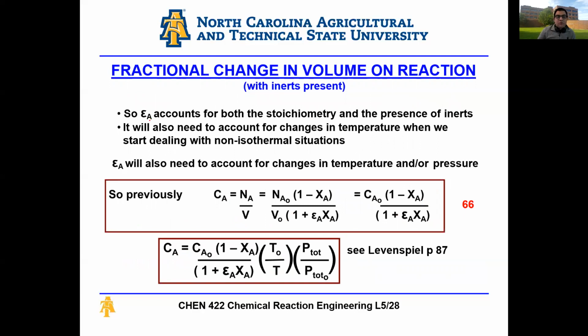So epsilon A, which is your fractional change in volume, accounts for both the stoichiometry and the presence of inerts. It will also need to account for changes in temperature when we start dealing with non-isothermal situations later on. You can also use it to account for changes in both temperature and pressure. We're going to get to this later on in more detail, but basically, if you have your concentration is Na over V, and if I do some algebra, it is equal to Na0 (1 minus Xa) divided by V0 (1 plus epsilon A Xa), right?